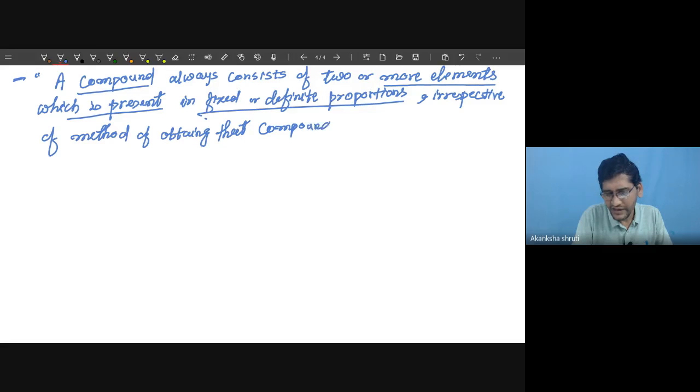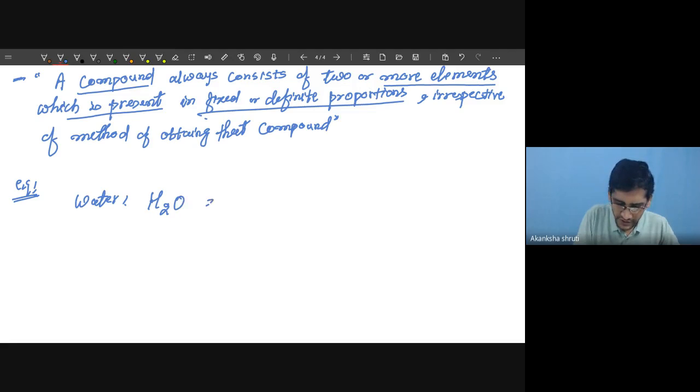So student, it's very simple. You just have to take any one of the compounds, for example, whatever I have taken here. If I talk about water, then water always means H2O. So it contains hydrogen and oxygen. These two are the elements present.